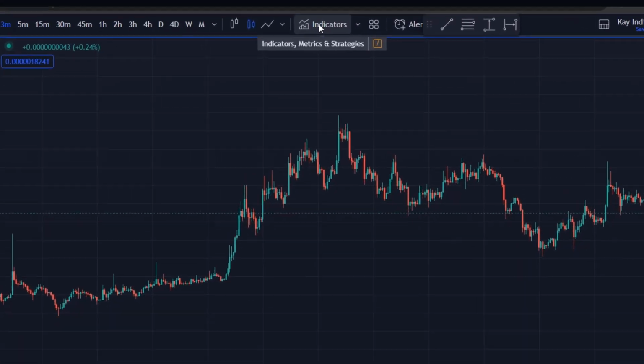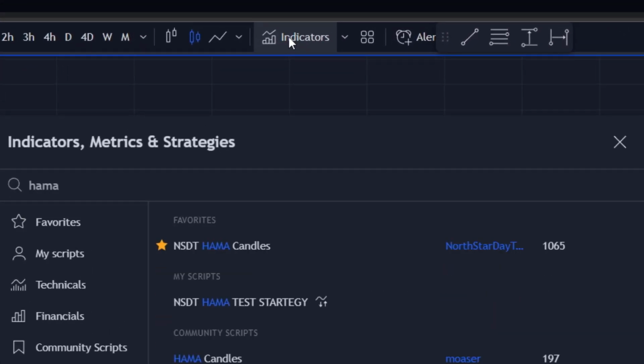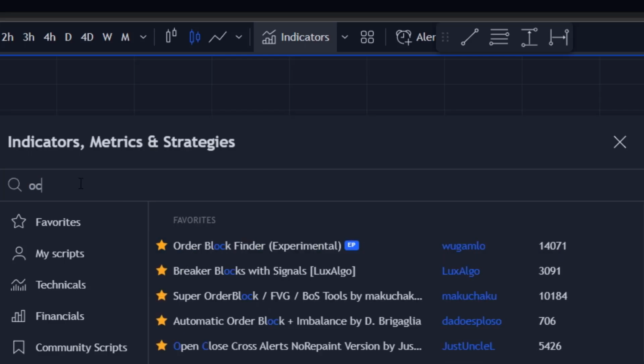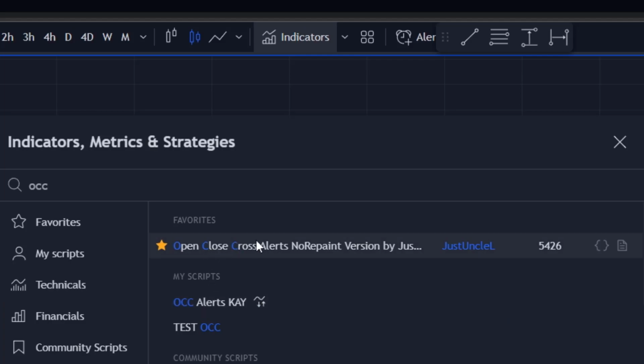Which indicators do we need now to start? The very first thing we need are the NSDT Hamut candles from Northstar Day Trading. We add these to the chart. You may already know them from another video. After that, we need the OCC, which stands for Open Close Cross Alerts No Repaint. If you can't find them with OCC, please enter Open Close Cross Alerts at the top, and they will come up. You take the version with no repaint from Justin Uncle and add it as well.